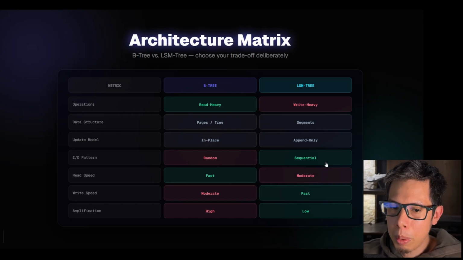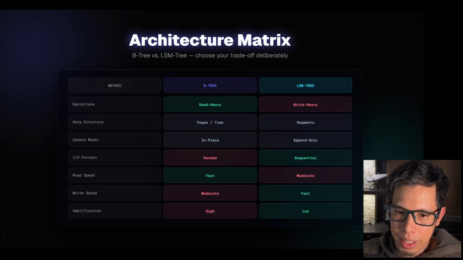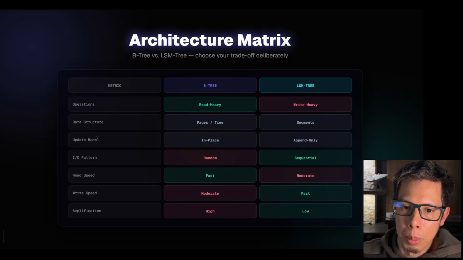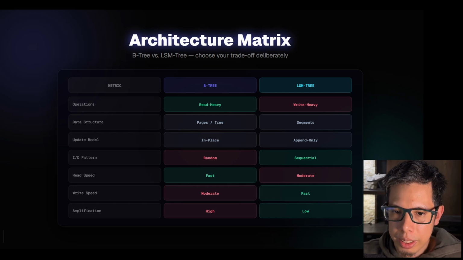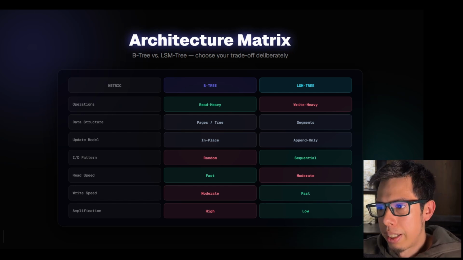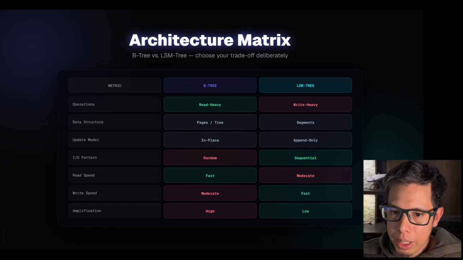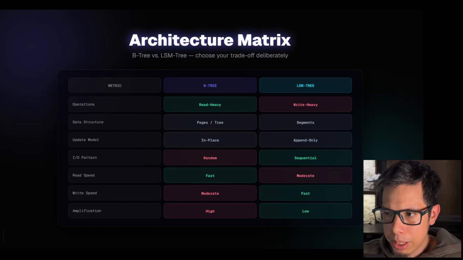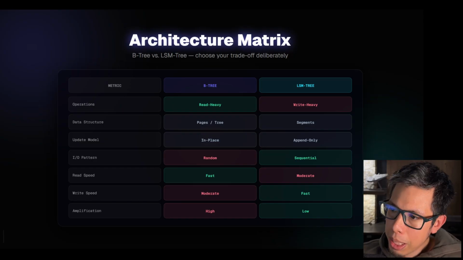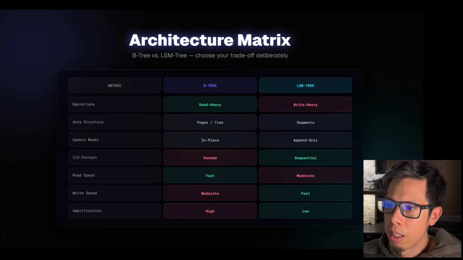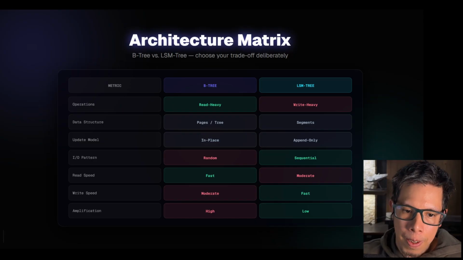So here we have a summary of everything, right? To be very, very clear about what the difference is. In the case of the operation, there is a different reason to implement each. If you have a read-heavy requirement, you will decide to use the B-tree. And in the case of write-heavy, it will be the LSM-tree, right? The data structure is different. We are talking about page-based or segment-based, right? And the update model is in-place when we're talking about the B-tree, and append-only, like I said, in the LSM-tree.